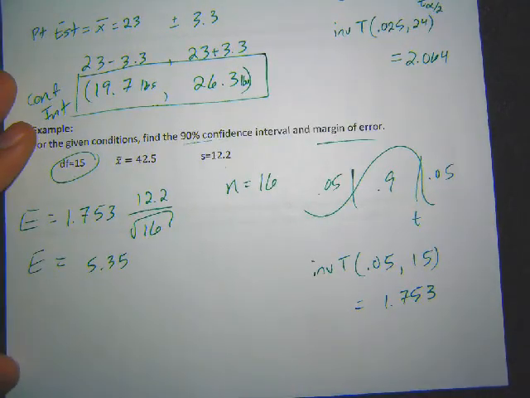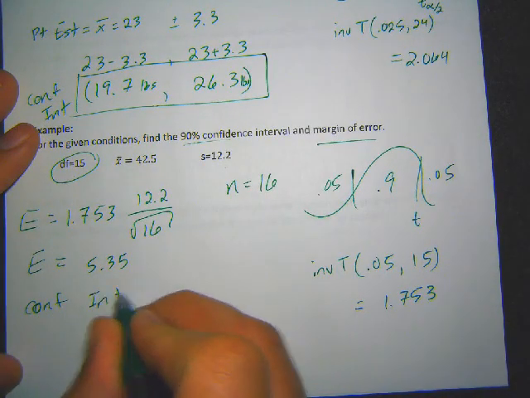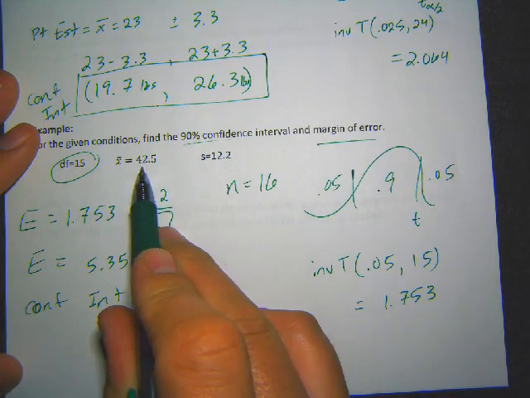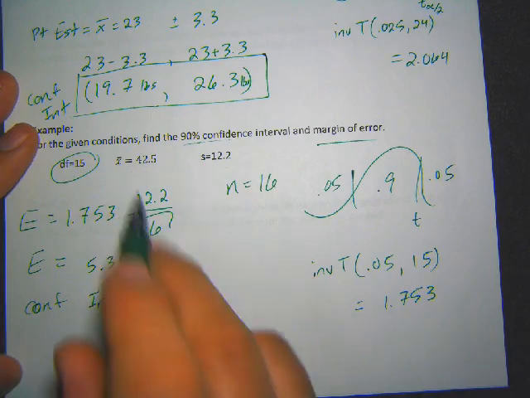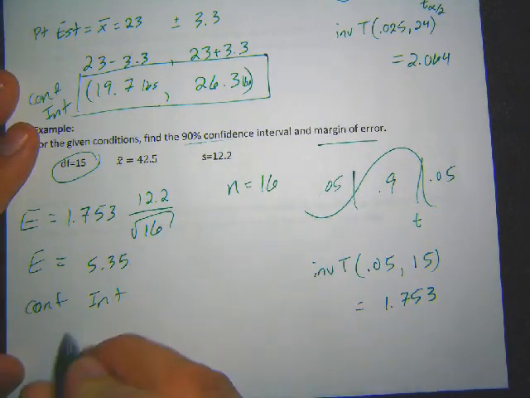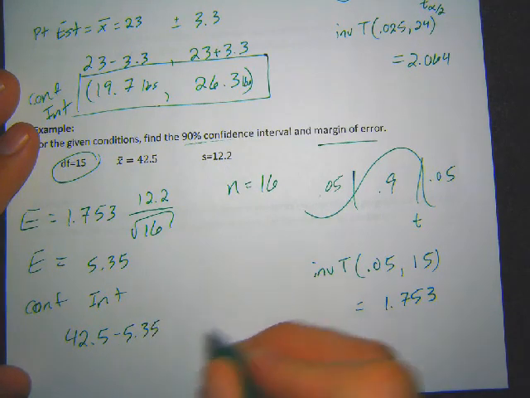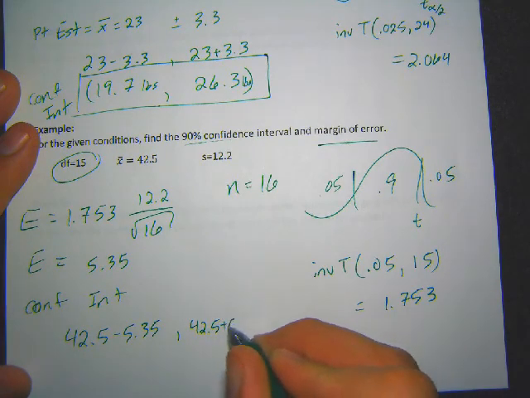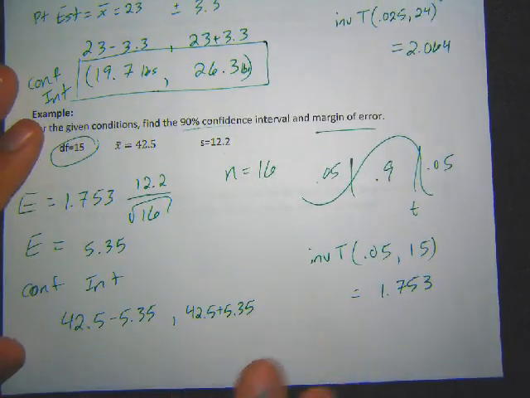Again, to get the confidence interval, we take the sample mean, that's our point estimate, right? Because the mean is the average from our sample. That's our estimate, what we think it's going to be. And we take that value, we subtract the margin of error to get the smaller value, so subtract 5.35. And we add 5.35 to get the higher value, so 42.5 plus 5.35. So subtract and add to get the two low and high spots.